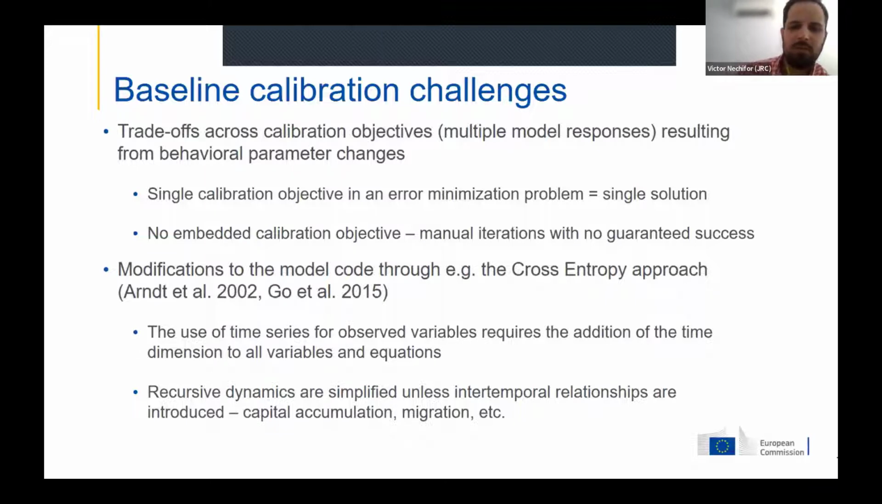Another set of challenges is the fact that doing something like cross entropy requires some time investment. We basically need to change the variables and the equations in the model. Because the cross entropy, for instance, uses time series for observed variables that we are trying to match with the model response, we need to add a time dimension to all the variables in equations, which is additional work, and with a large model it can create some headaches. And also there's the recursive dynamic part, where unless we're willing to put in the intertemporal relationships around things like capital accumulation or migration, we need to make some simplifying assumptions about how these evolve over time.